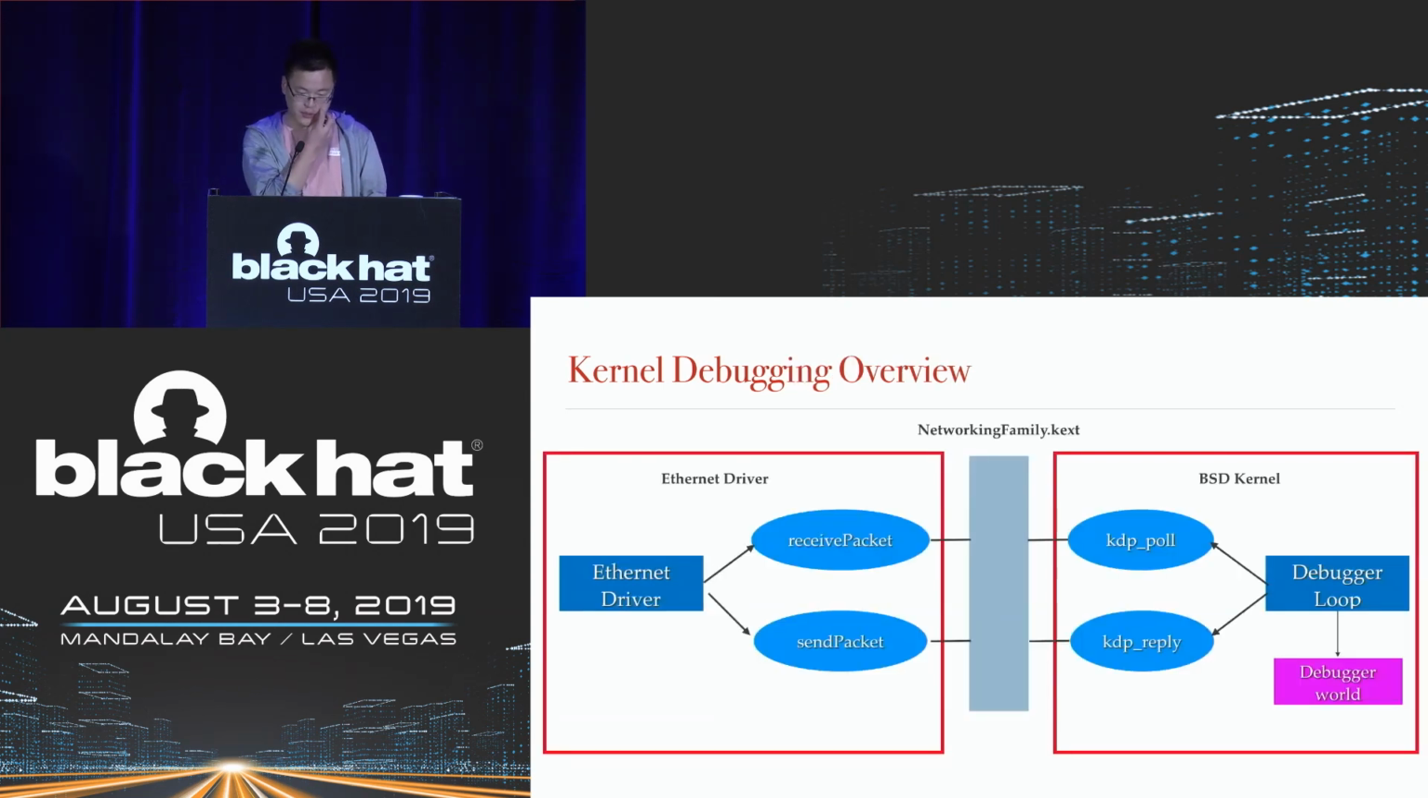This is an overview of kernel debugging. It mainly contains 3 parts. The Ethernet driver is responsible for implementing receive packet and send packet and other essential functions. The BSD kernel part is responsible for using the KDP poll and KDP reply handler to process debugger messages. And the networking family kernel extension is responsible for bridging these 2 paths.